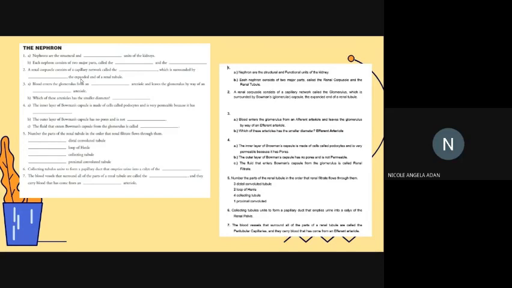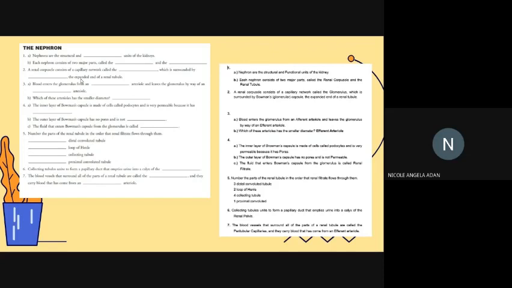Number 3, we have letter A. Blood enters the glomerulus from an afferent arteriole and leaves the glomerulus by way of an efferent arteriole. Letter B. Which of these arterioles has the smaller diameter? The answer is the efferent arteriole.